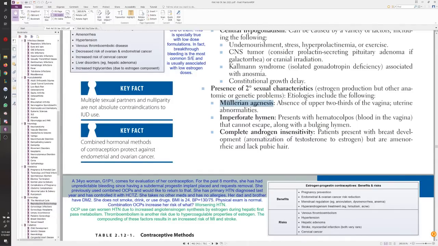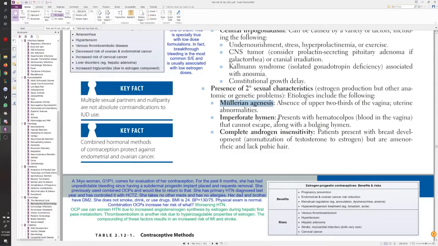Whenever you have Mullerian agenesis, remember that there was the Mullerian and then the Wolffian. The Wolffian duct was mainly for men. The Mullerian stuff was all for women. And when this isn't there, you're going to have presence of secondary sexual characteristics because everything else is working fine. But since there are no upper 2/3 of the vagina, it's going to be difficult to really tell what's happening, and questions are going to try to make it even harder. We're going to see a bunch of practice questions to understand these things.